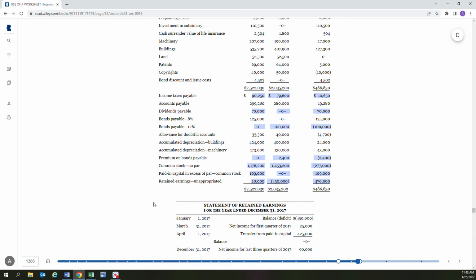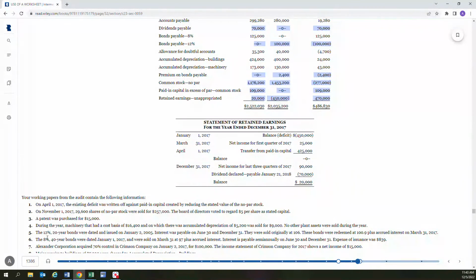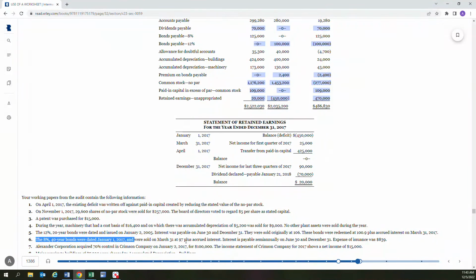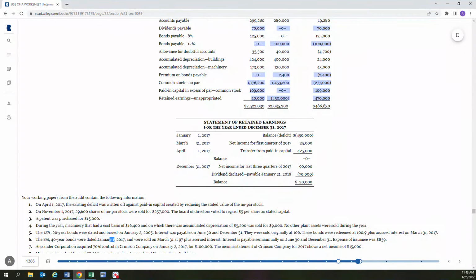All right, so now we go into the one on these number 6, the 8% 40-year bonds that were dated January 1st that were sold. So this is going to be cash coming in, and they were sold at a discount of 97 plus accrued interest. Now the accrued interest that we're talking about is that these bonds were dated January 1st, but they weren't sold on January 1st. They were sold on March 31st. So there's an accrual of interest for those 3 months that you need to account for.